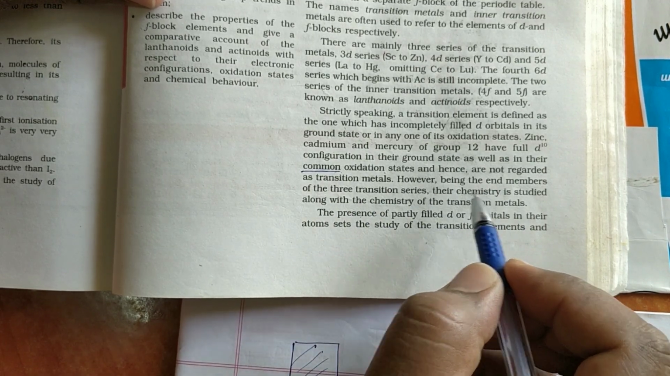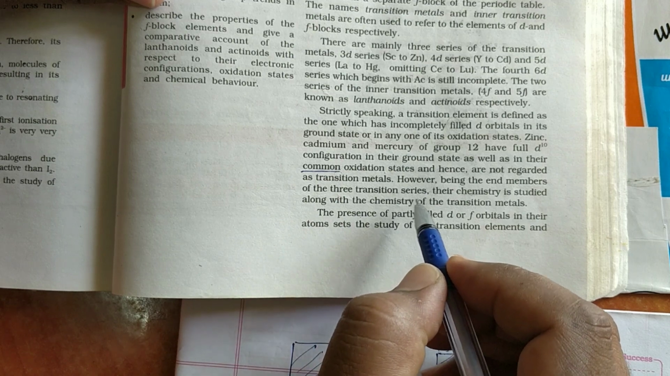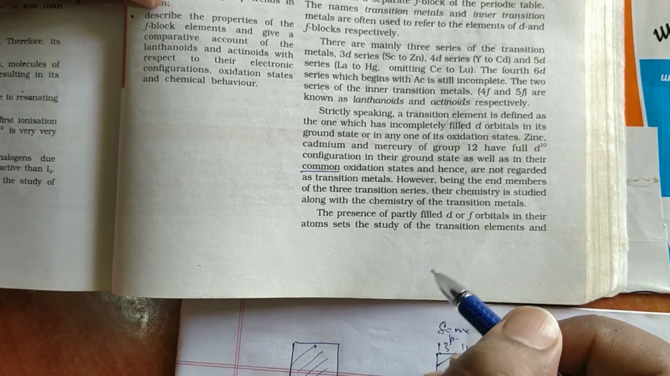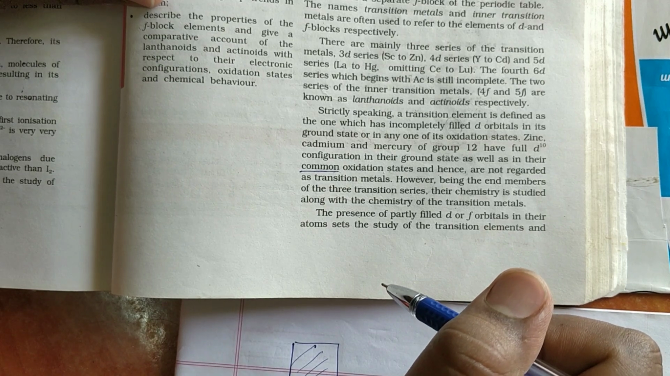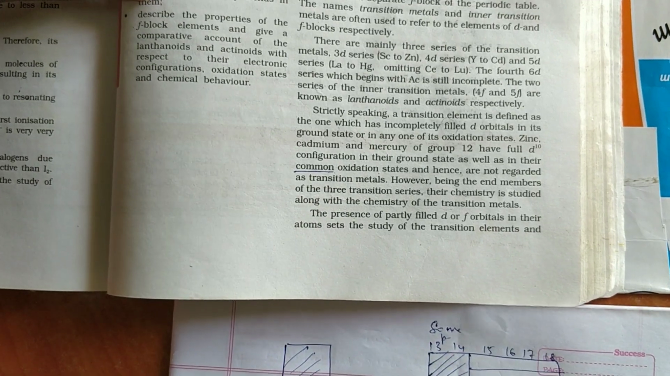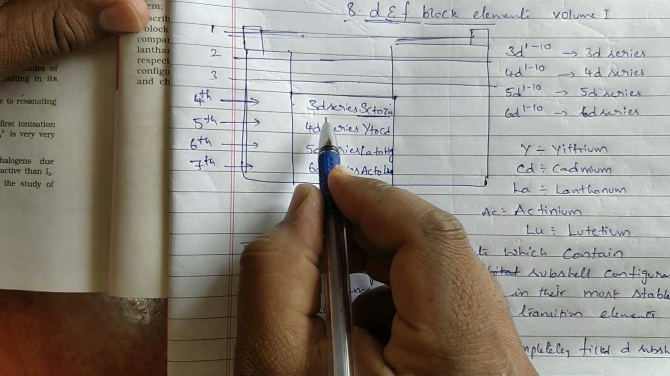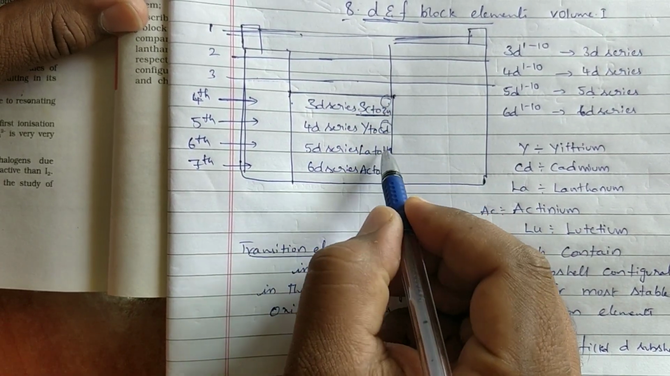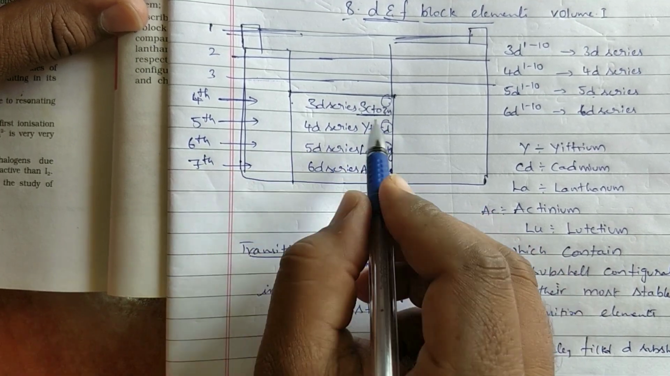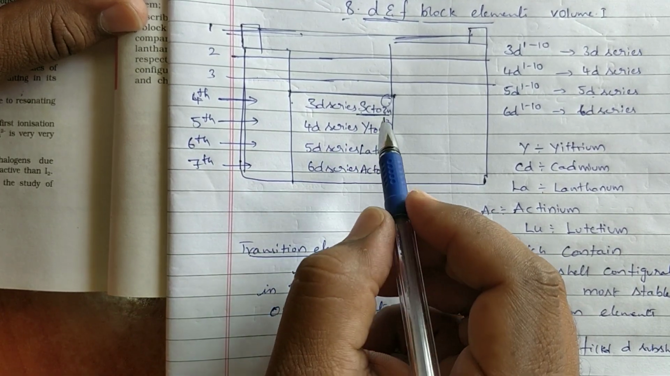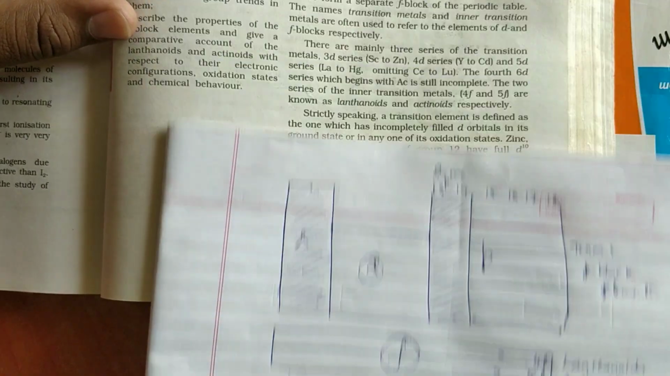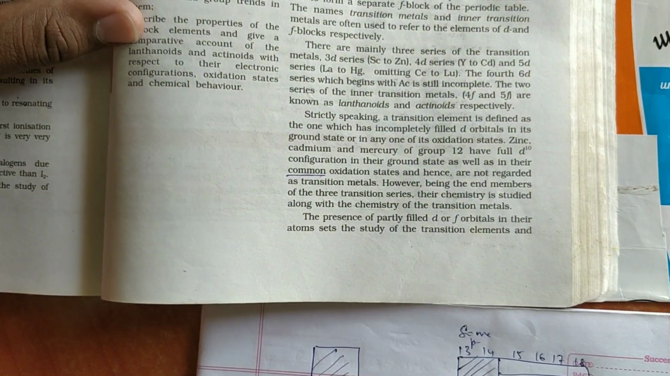However, being the end members of the three transition series, their chemistry is studied along with the chemistry of the transition metals. Along with transition metals, here itself we are going to study zinc, cadmium, mercury. Observe: 3d series scandium to zinc, here zinc is there. Here cadmium, here mercury. These are the end members of the transition metals, which come under d block elements. These things also we are going to study in this d and f block.